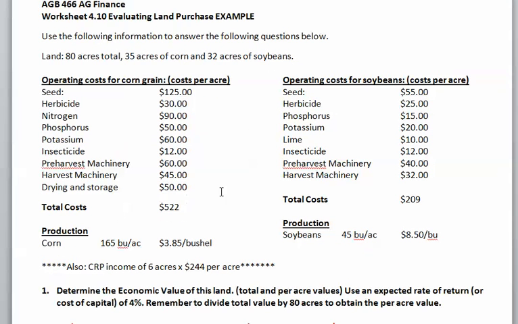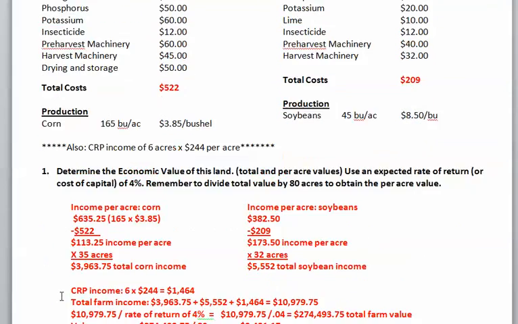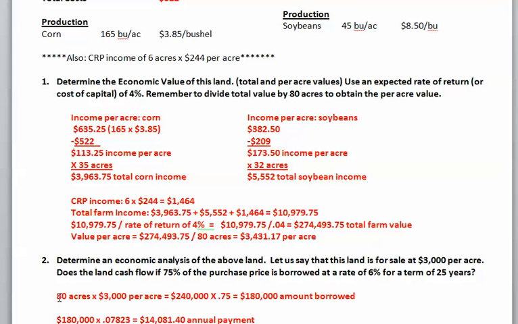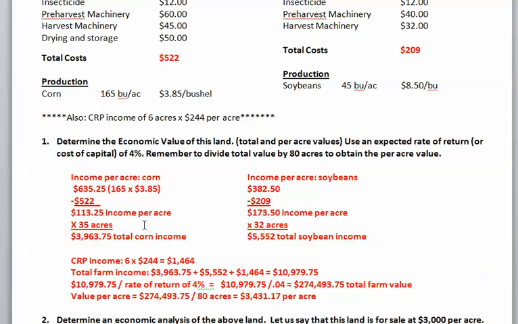What I have listed for you here is a budget. It shows seed, herbicide, fertilizer expenses, and machinery expenses for both corn grain and soybeans. And from there we have total cost without land, by the way, of those corn and bean acres. What we're going to do today is determine the economic value of land and the cash flow analysis of land. I had the math done here, but I'm going to explain where the math came from, and so this should help you to complete the assignment.